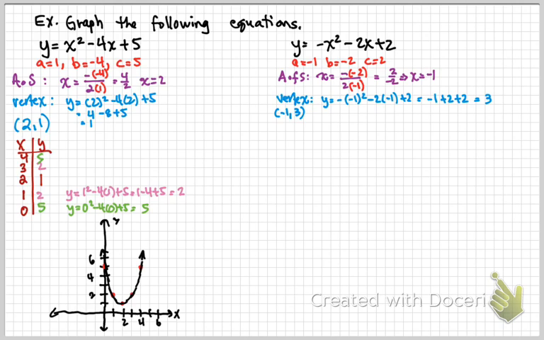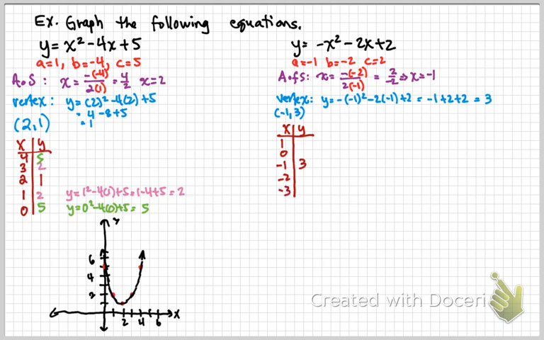I create my table. I'm going to put -1, 3 in the center. I'm going to go 1 above. -1 would be 0, 1 below would be -2, 2 above would be 1, 2 below would be -3.